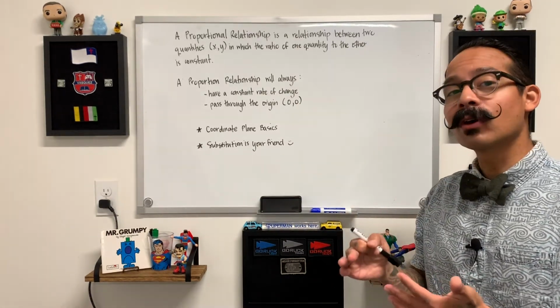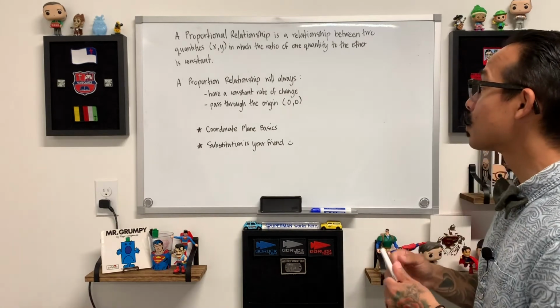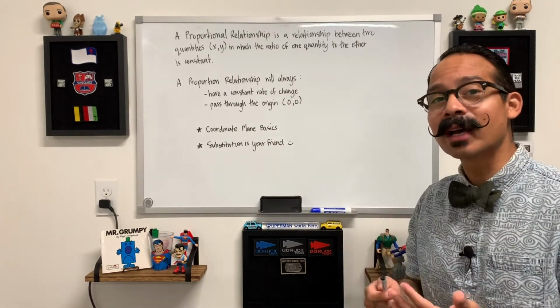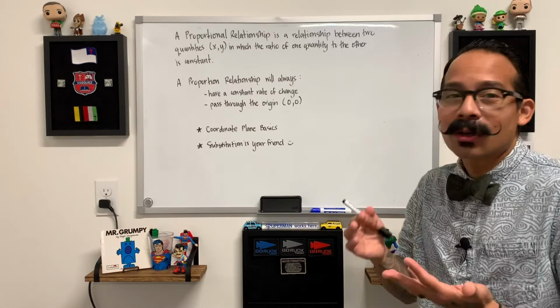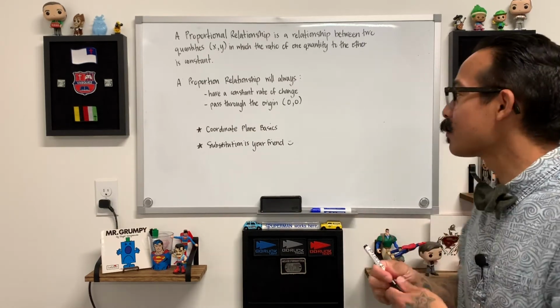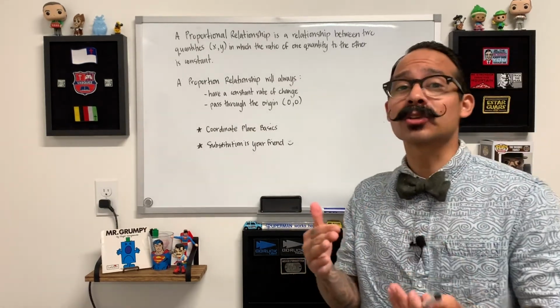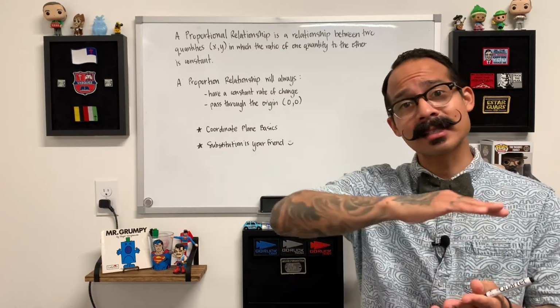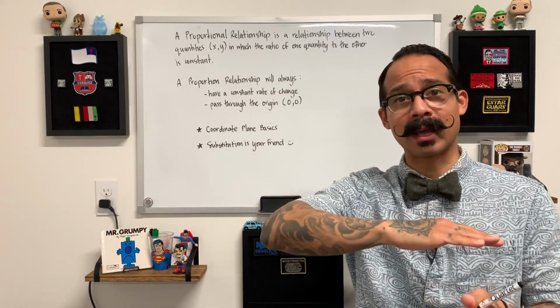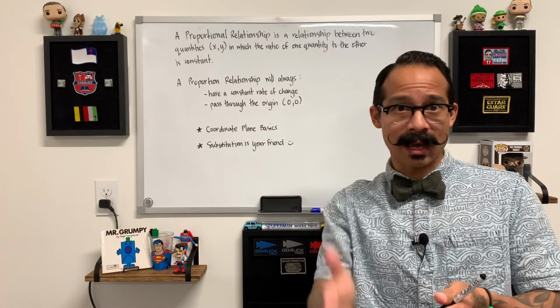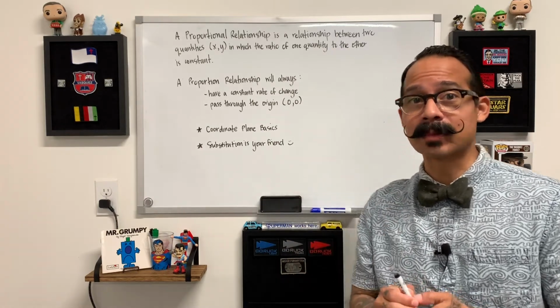When we're graphing relationships that are proportional, a couple things you have to keep in mind as well. To know the coordinate plane basics, those are just things that you have to know. You have to know your x-axis and your y-axis. Remember that the x-axis is horizontal. It goes from left to right. The y-axis is that vertical line that goes from top to bottom.